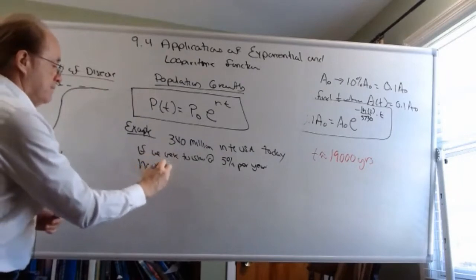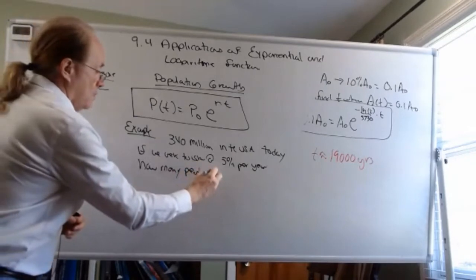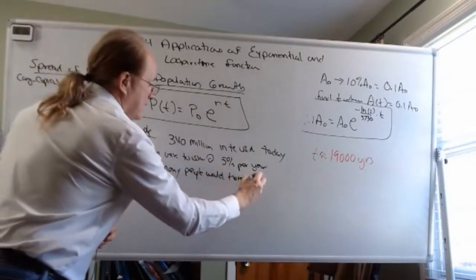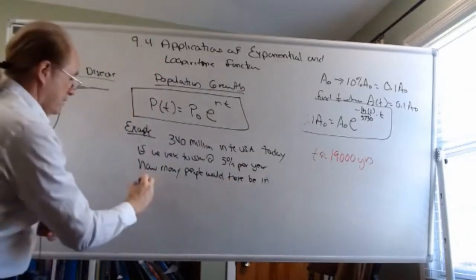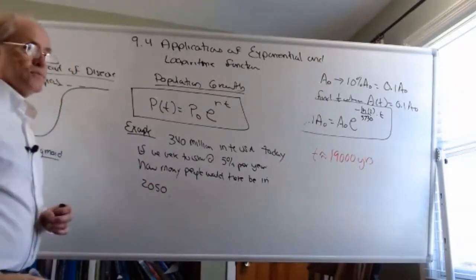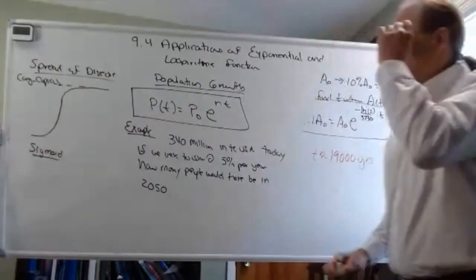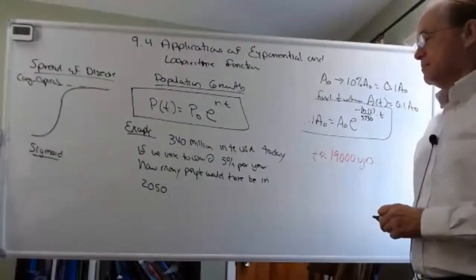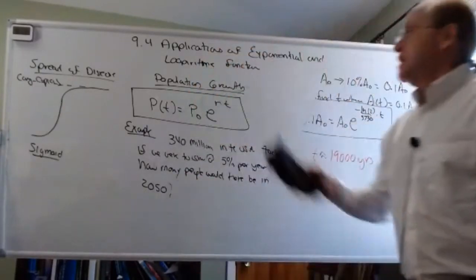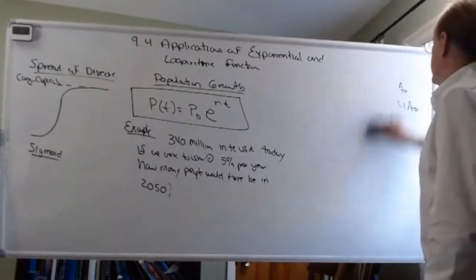How many people would there be in, say, 2050? I'll give you 30 years from now, when some of you will be starting to think about retiring and stuff like that. Okay, so that's the question. Well, we can use this to model that and give an estimate for that.